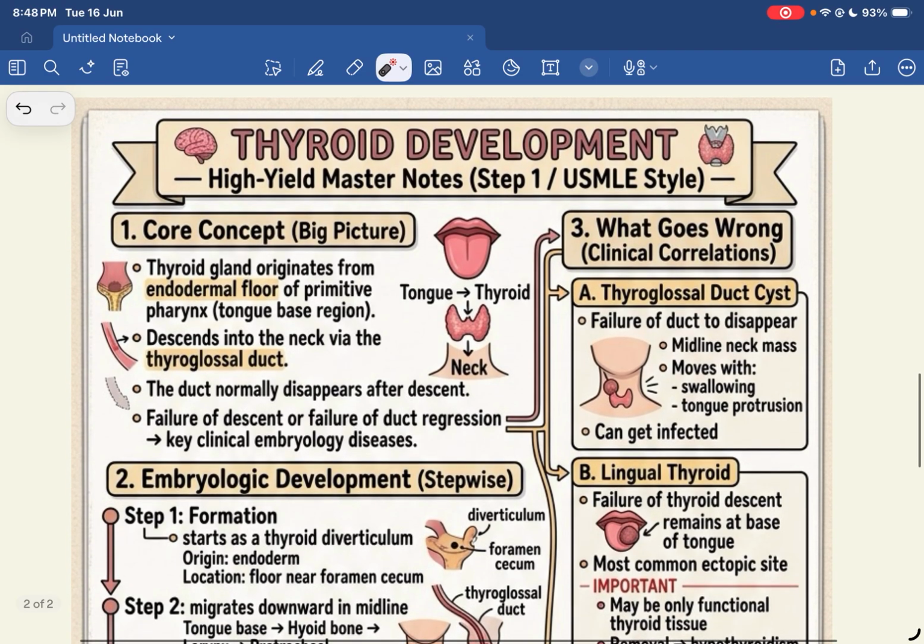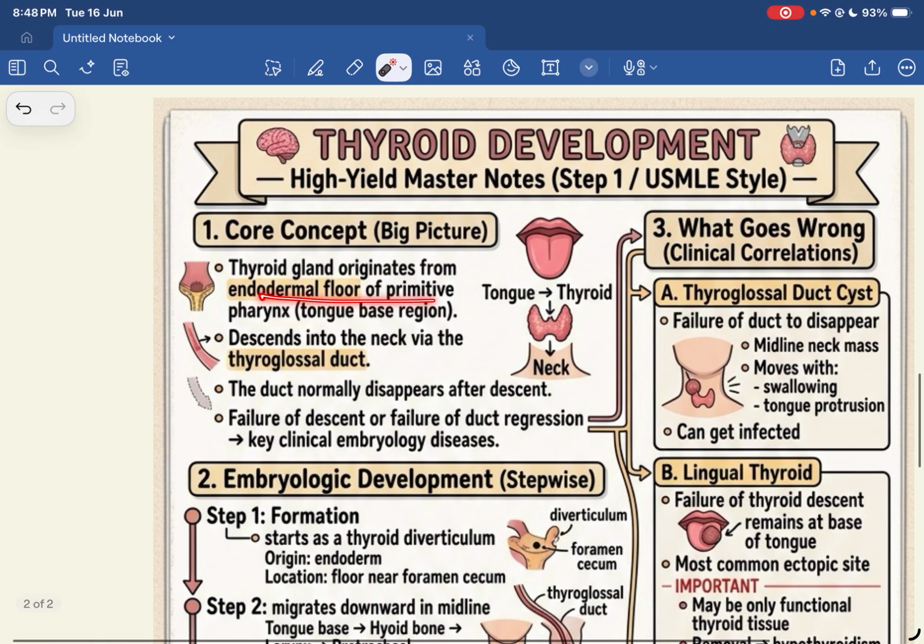Today we're starting a series where we're going to cover different systems from First Aid. So the first system is going to be the endocrine system, and we're starting with the embryology of the thyroid gland. The core concept, the biggest picture, is that you need to know that the thyroid is basically endodermal in nature. It is derived from the endodermal floor of the primitive pharynx.